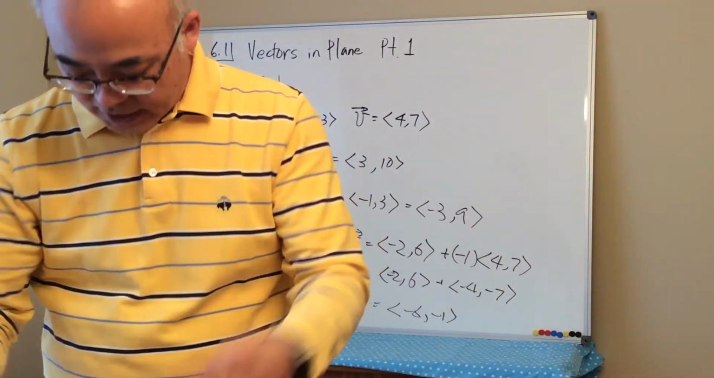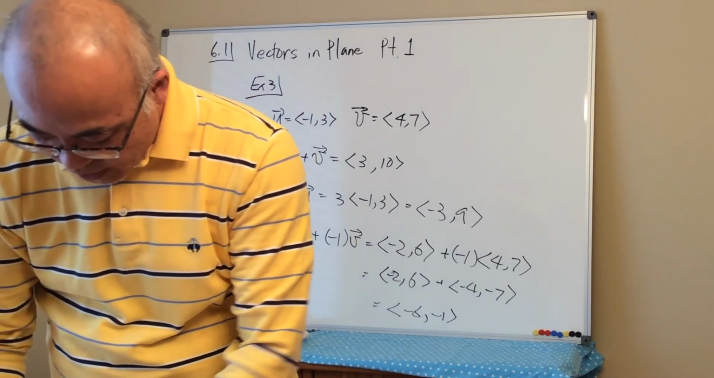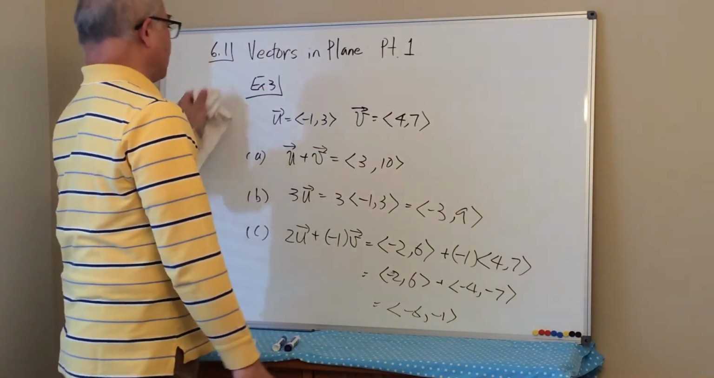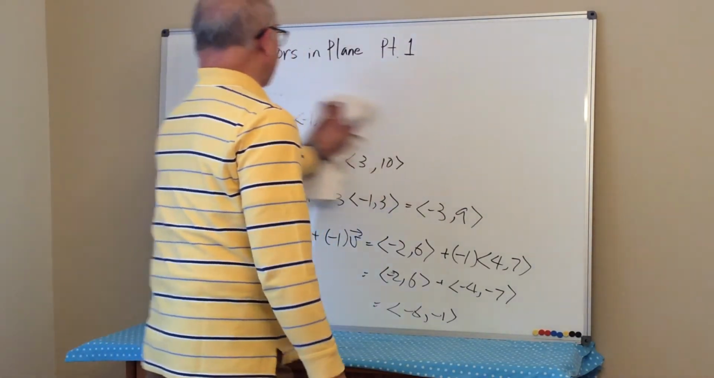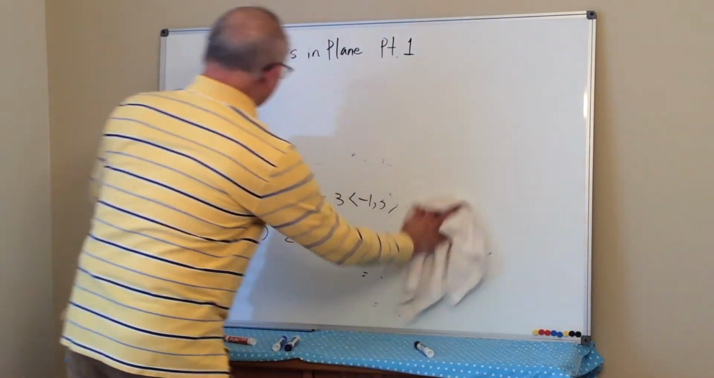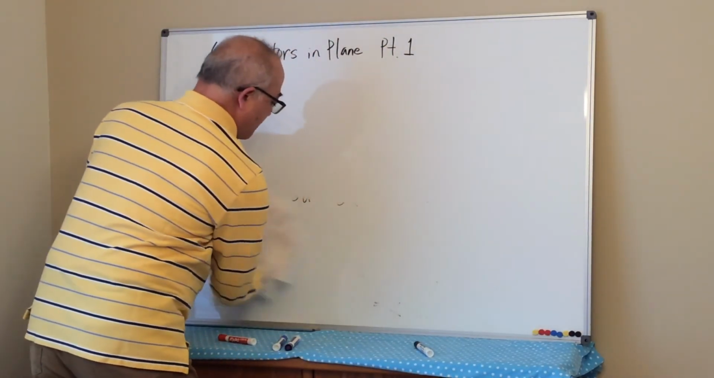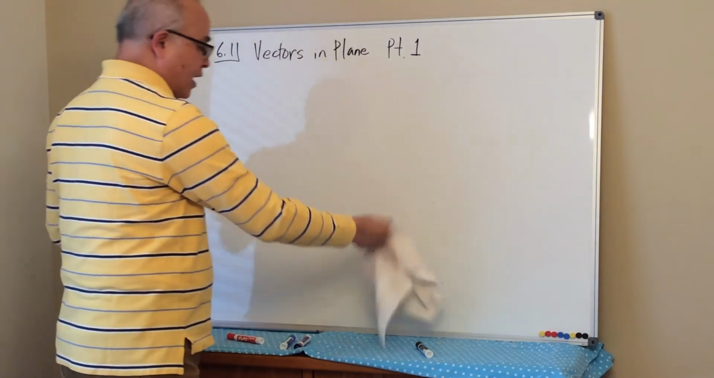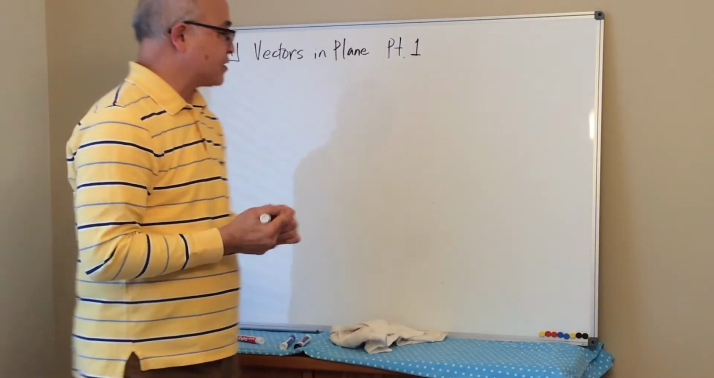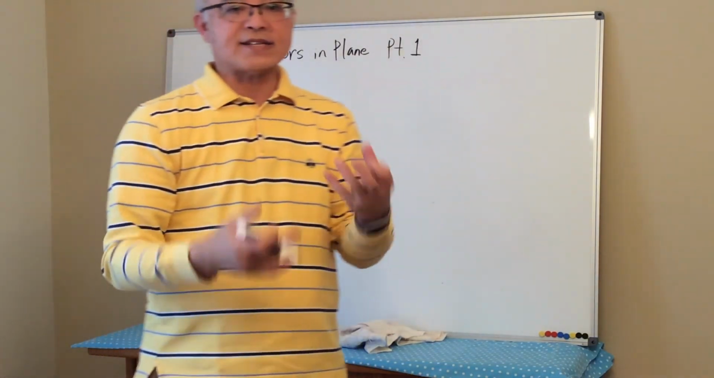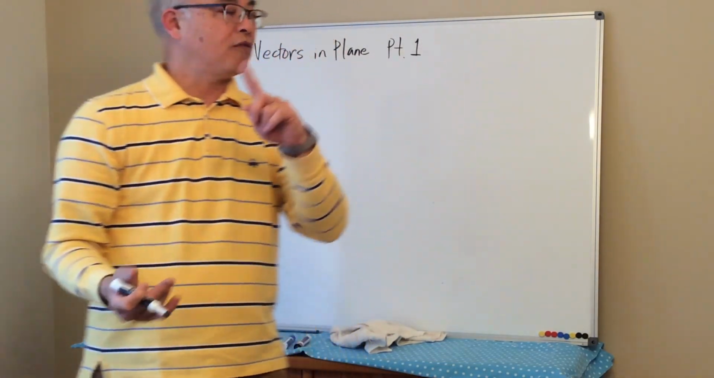It's pretty easy stuff. Nothing too much going on here, really. Then we're talking about unit vectors. What is a unit vector? A unit vector is kind of like the unit circle. Remember we talked about the unit circle? It is a circle with a radius of 1. So a unit vector is a vector that has a magnitude of 1.